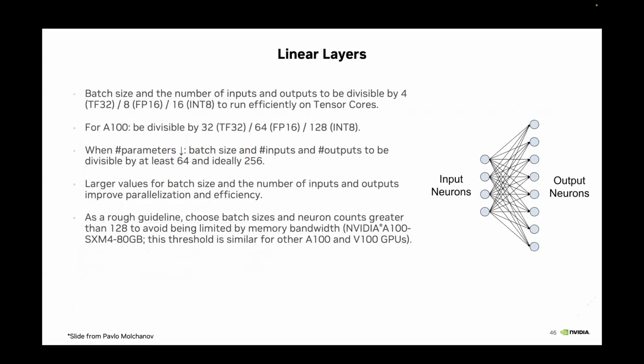Linear layers, make them multiples of 4 to run efficiently on the tensor cores. For A100, you can be divisible by 32 for different data types. Large values of batch size, inputs, and outputs improve parallelism efficiency. Basically, fill the GPU, all right? This is the heart of that to some degree. If you don't fill the GPU, you just have idle units sitting there and you could be having more performance.